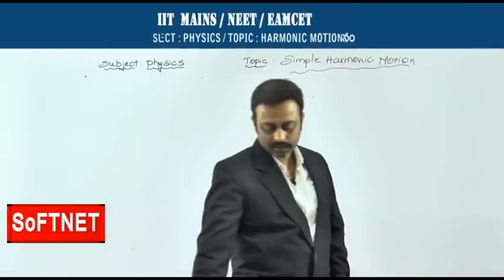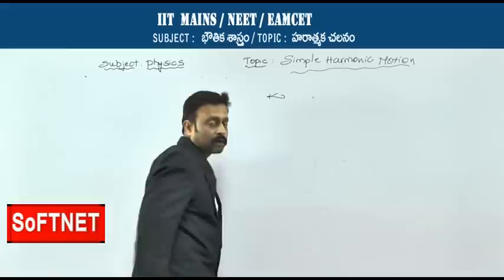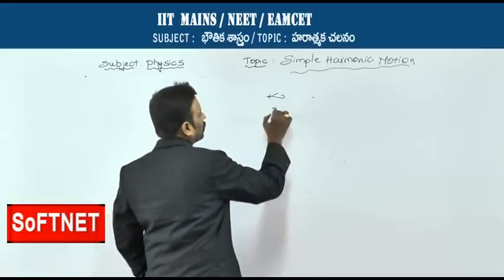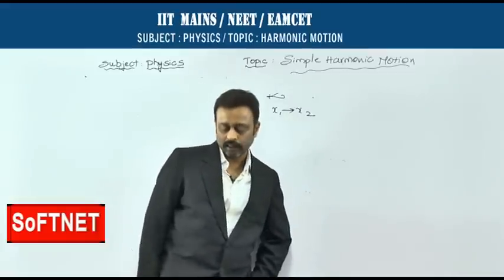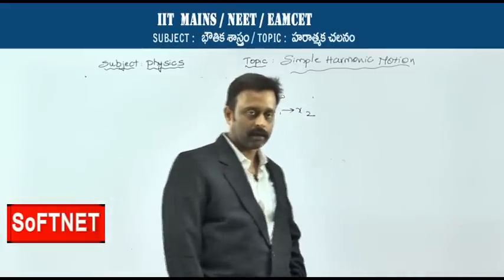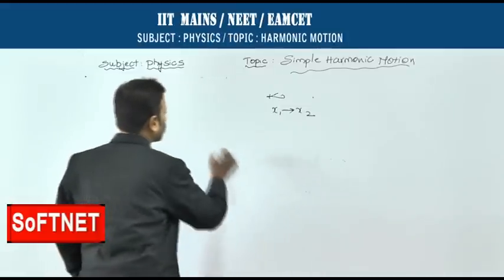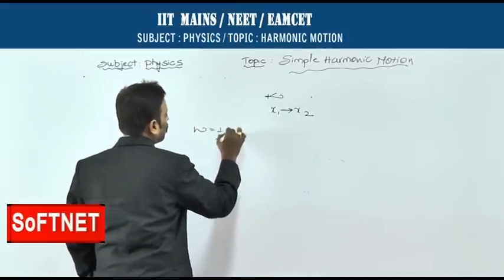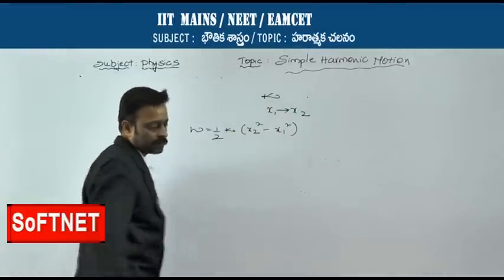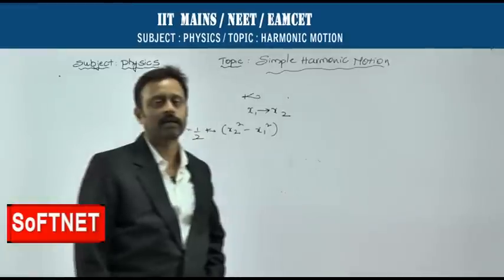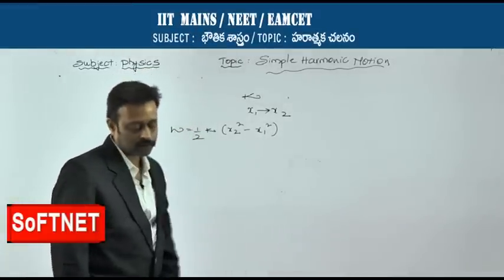Let us suppose a spring having a force constant k. In order to elongate the spring from x1 to x2, some work should be done. That amount of work done in elongating a spring is given by W is equal to half k into x2 square minus x1 square. This is the formula to calculate work done in elongating a spring from x1 to x2.